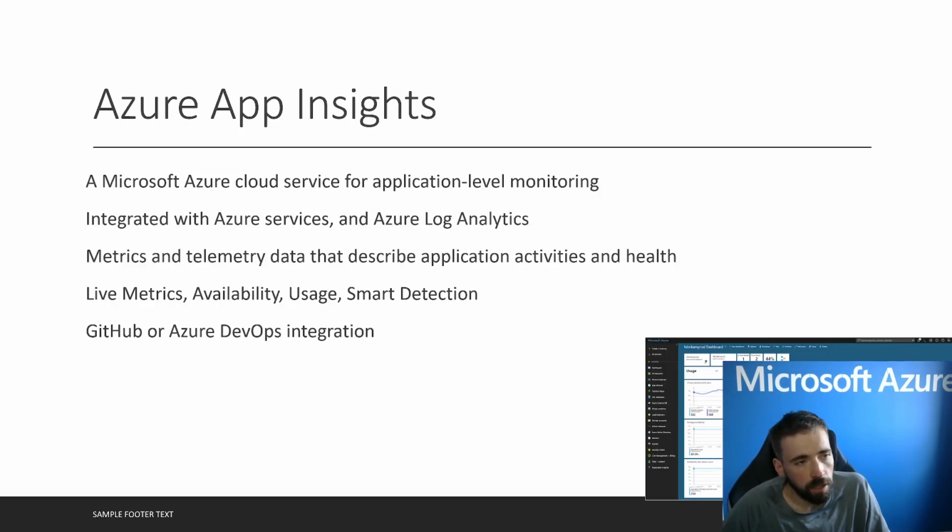So then, taking a look at App Insights. First of all, what is App Insights? Well, it's a Microsoft Azure cloud service for application level monitoring. So we can build Application Insights code into our application. We can choose what we would like to send to Application Insights. Once the data is there, we've got various options in the Azure portal to view the data. There's an example here in the bottom right corner of a screenshot of some of the information you can get.